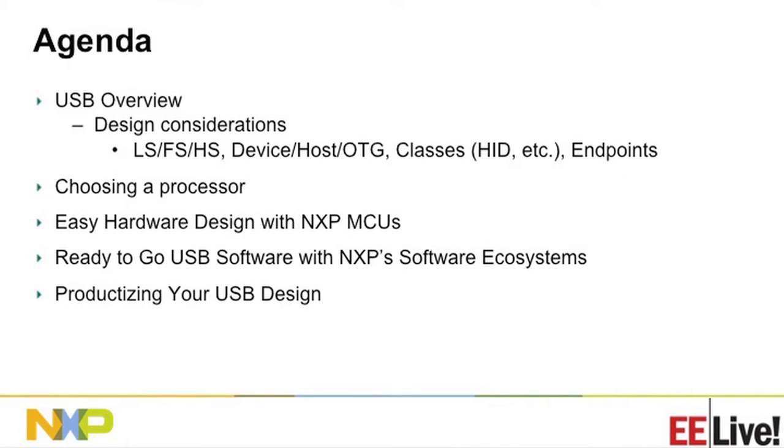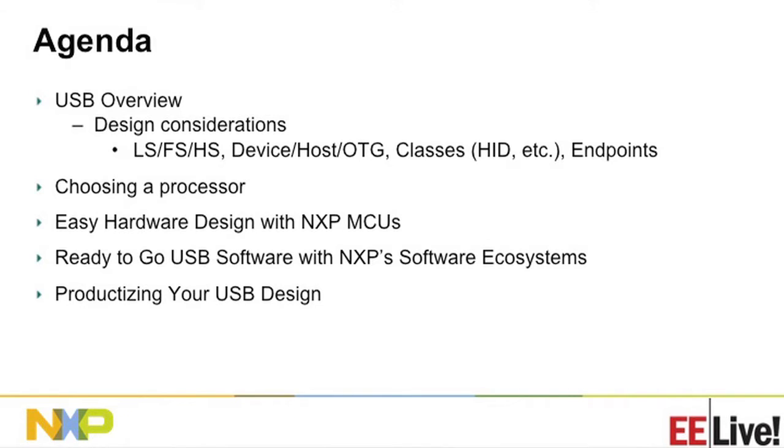So for our overview, for those of you who aren't USB experts, we're going to give you a very, very quick overview of what USB is and connectivity and some things you might need to know. Then we'll talk about some selection choices as you choose a processor: host, device, full speed, high speed, some of those considerations. And then for those of you who have more of a hardware design background, we'll talk about some things that we do to make it easier for you as a hardware designer. If you're more of a software designer, we'll talk about the software design considerations you need.